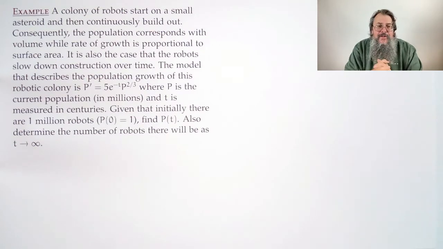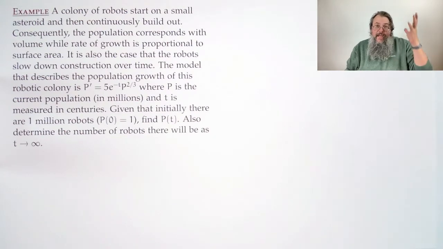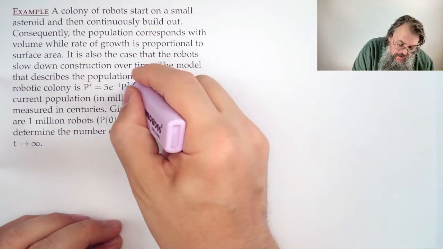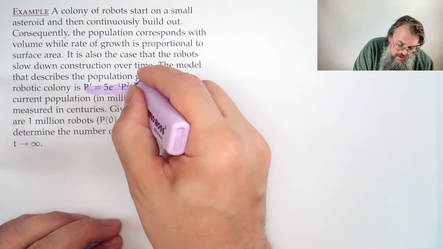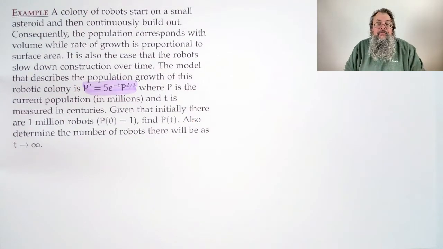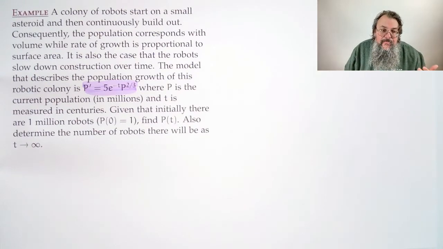Everybody gets tired eventually. So the model that describes the population growth of this robotic colony is P prime equals 5 e to the minus t, p to the 2/3. Now, okay, our math brain kicks in and says, whoa, wait a second. The other stuff was just candy coating, but this stuff, there's something here. Where p is the current population in millions, and t is measured in centuries.